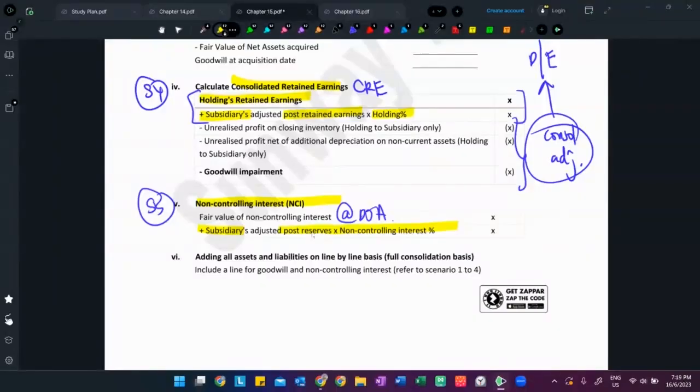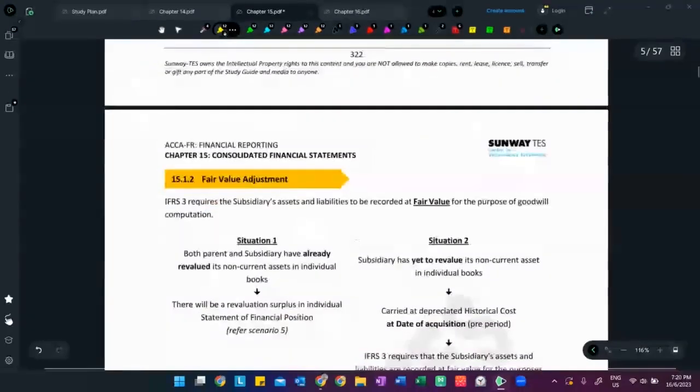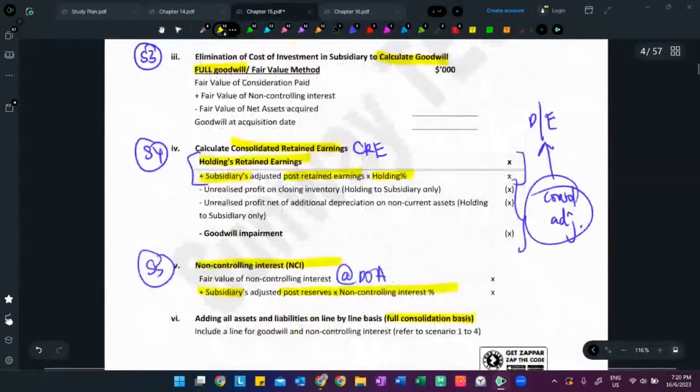The last step is a very fundamental step that you must always do. Once you are done with the first 5 steps above, you close off your CSOFP by adding up all the assets and liabilities for both parent and subsidiary line by line. We call this the full consolidation basis. So to consolidate a subsidiary, the method that we use is full consolidation. That's the name of the method, and it should be something that you have learned previously.